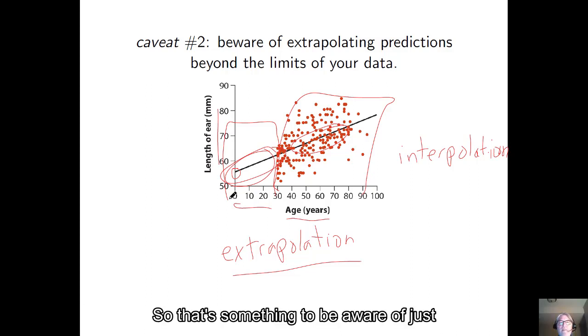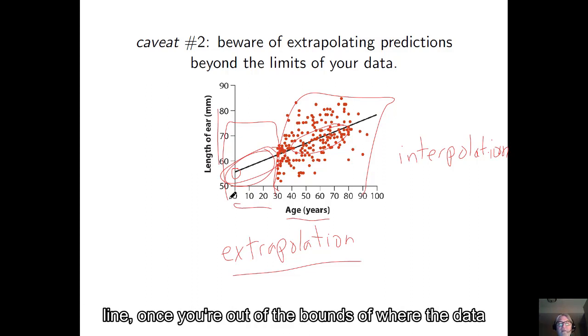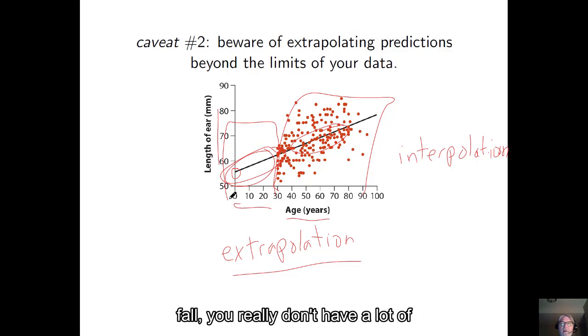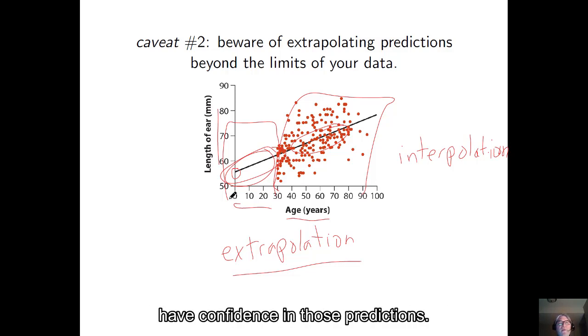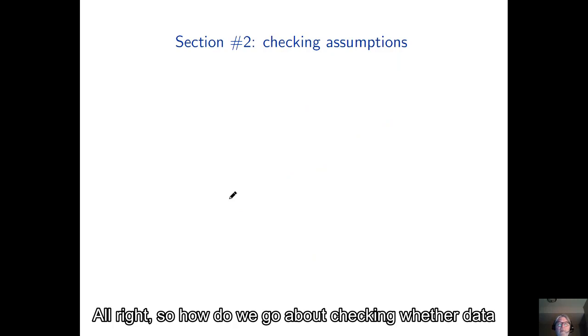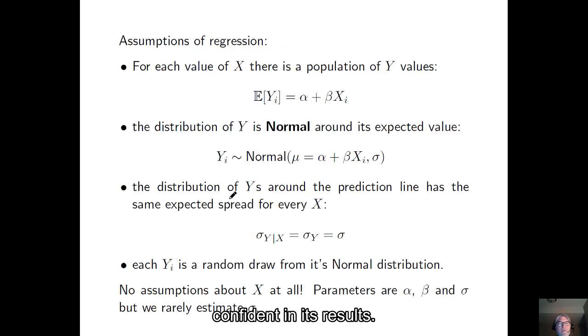So that's something to be aware of. Just because you can make a prediction based on the line, once you're out of the bounds where the data fall, you really don't have a lot of confidence in those predictions, or you shouldn't have confidence in those predictions. All right, so how do we go about checking whether a data set fits the assumptions such that we can use linear regression and feel confident in its results.